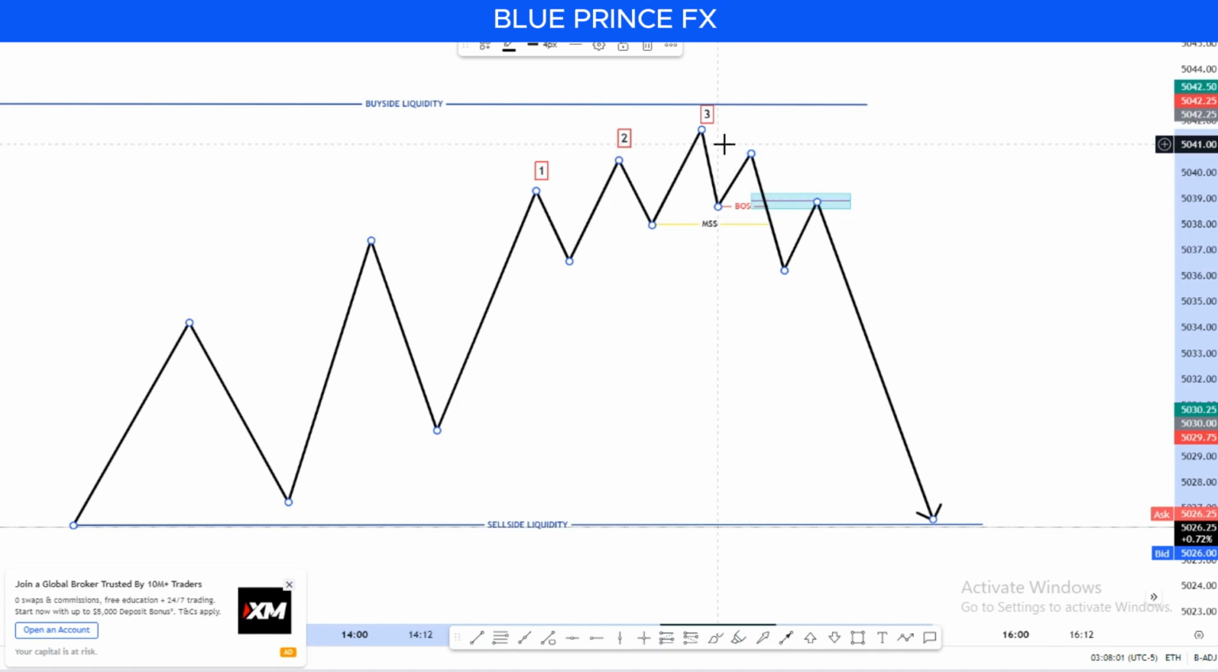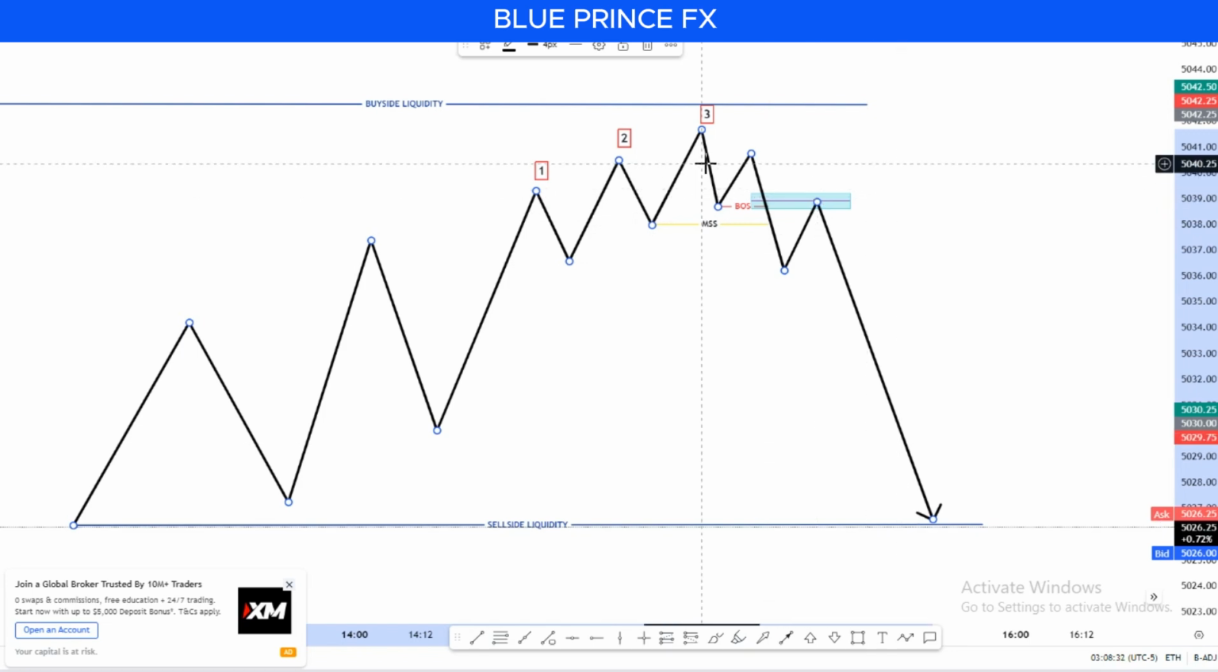Now we're waiting for our market structure shift. The market drops below this low, confirming our bearish bias, so we have a break of structure. Now we have our market structure shift by breaking this low. The market closes below this low, which confirms our market structure shift. So you wait for the market to go back into a premium after breaking this low and confirming the market structure shift. Then you take your sell position there and you target the sell side liquidity.